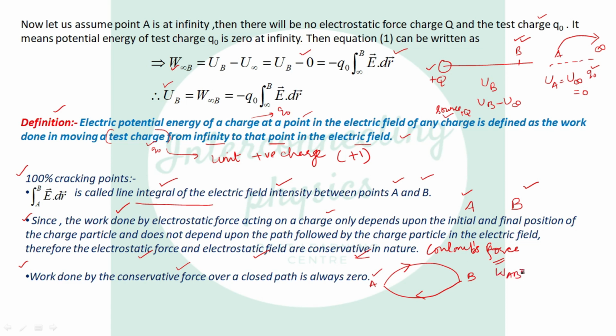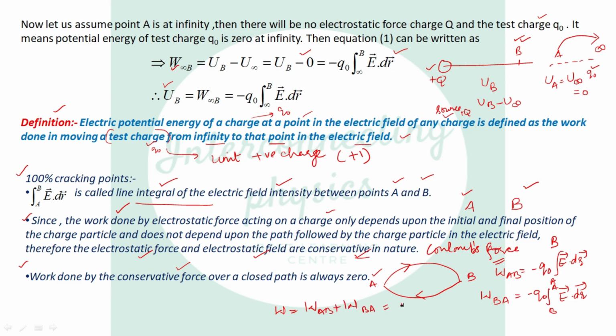WAB equal to minus Q naught. If we have to move test charge Q naught from A to B, then what will be the work done? Minus Q naught integral from A to B of E dot dr. And from B to A, the work done will be WBA equal to minus Q naught integral from B to A of E dot dr. Now total work done will be W equal to WAB plus WBA.